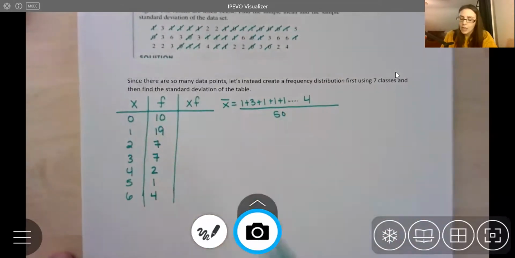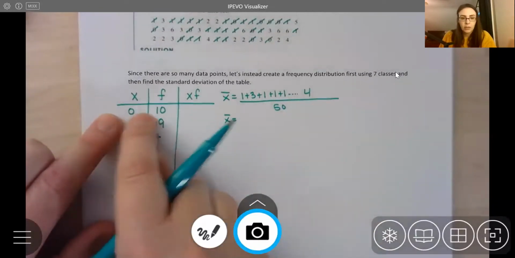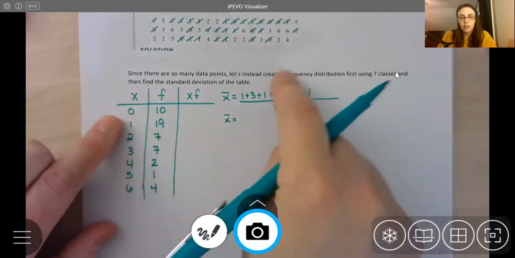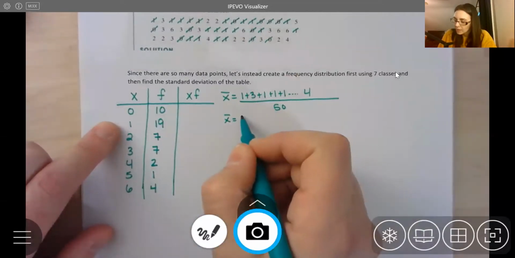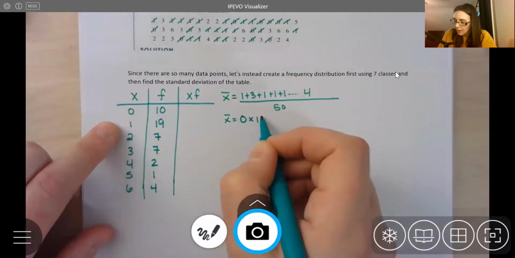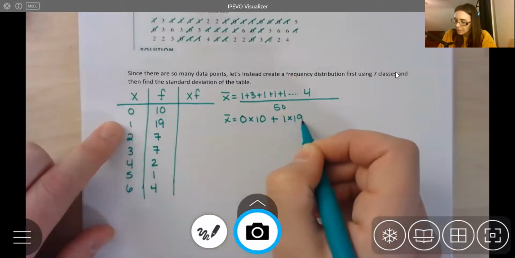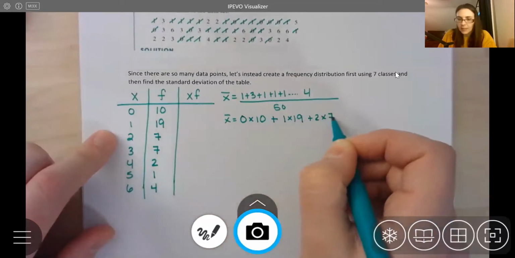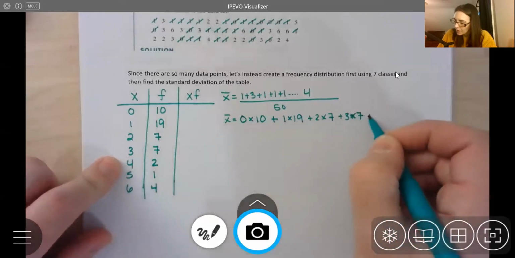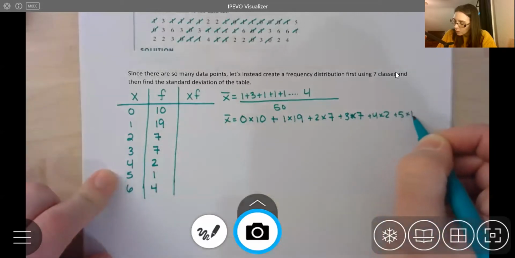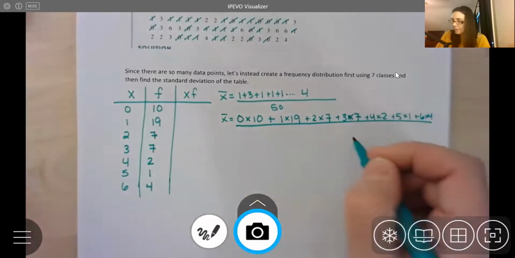Well, there's a shortcut here that we can use instead because we have a lot of repeats. And we're going to actually use the frequency. So instead of writing 10 zeros in the problem or 19 ones, I can do it with multiplication. So what we're really doing is taking that 0 and multiplying it by 10, because there's 10 zeros. And then we're doing the 1 and multiplying it by 19. And then the 2 by 7, and then the 3 by 7. And then the 4 by 2, the 5 by 1, and the 6 by 4. And then we're still dividing that by 50.